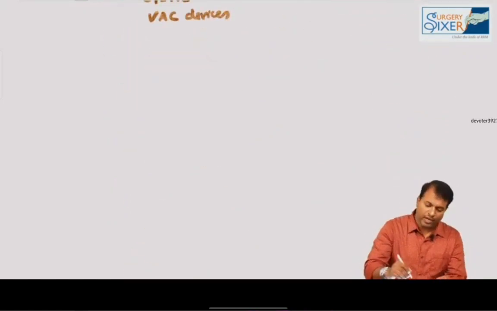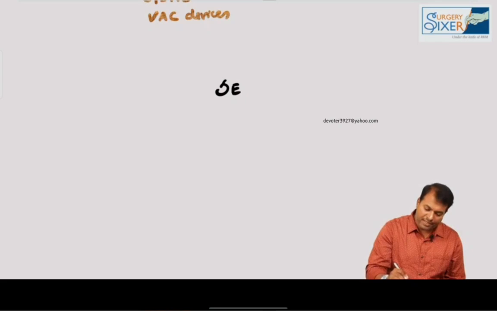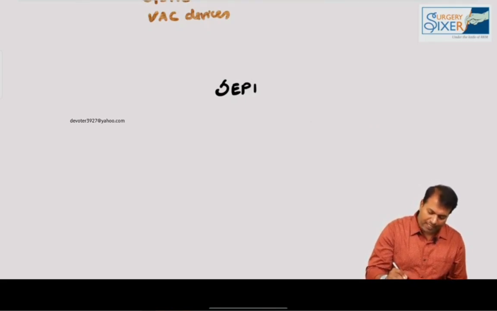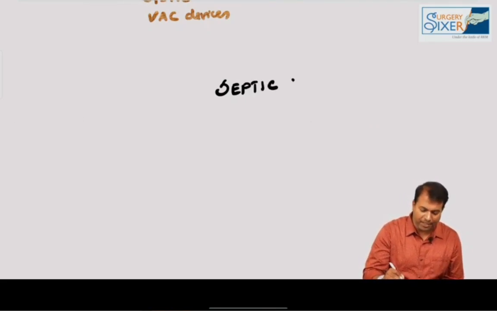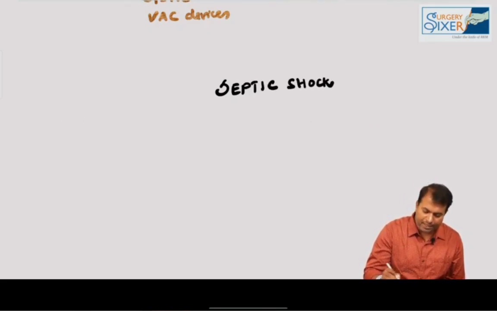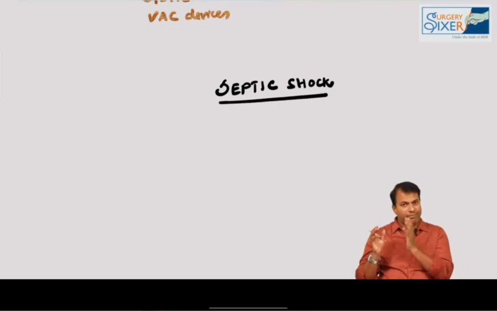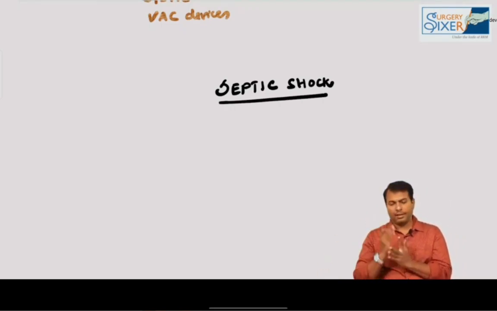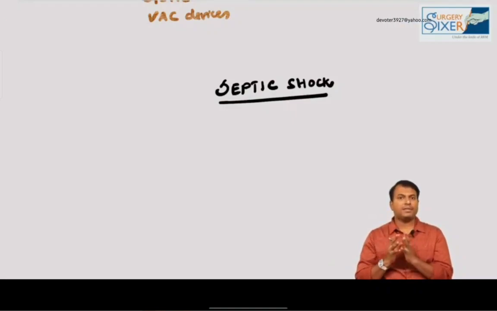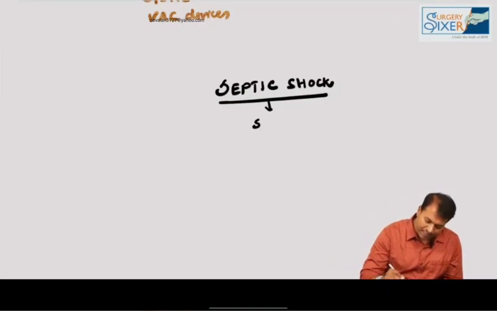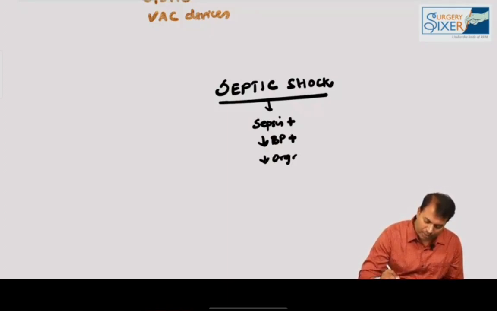Okay, so next we are going to discuss the next important shock, septic shock. One of the challenging shocks for a surgeon is septic shock. A patient having sepsis, manifesting along with hypotension, along with low BP, along with decreased perfusion of organs. So septic shock is characterized by sepsis plus decreased BP plus decreased organ perfusion together.